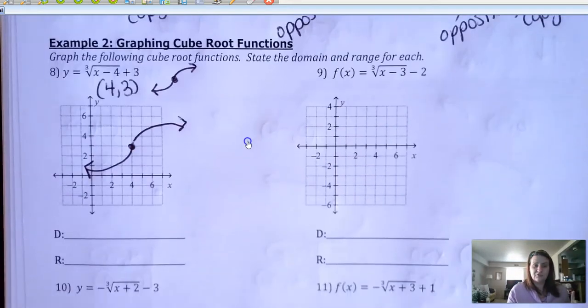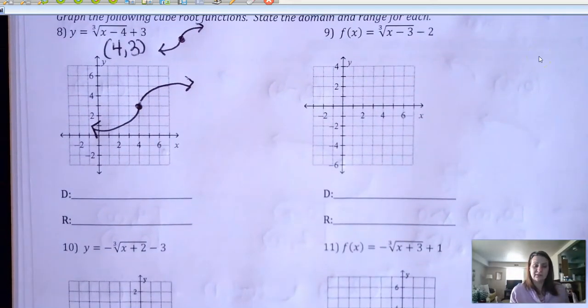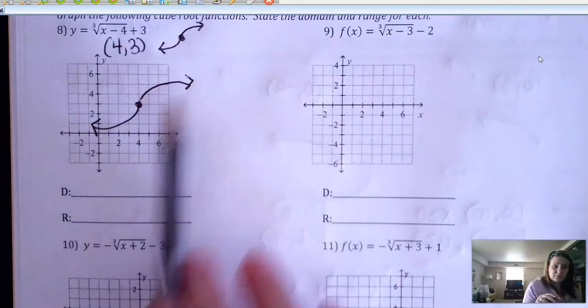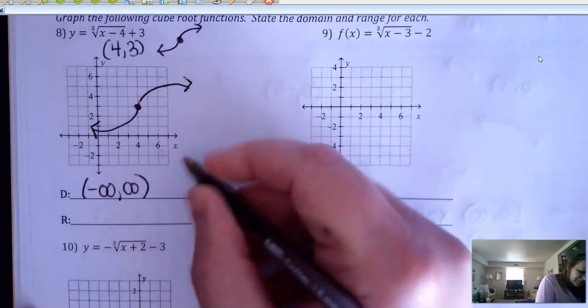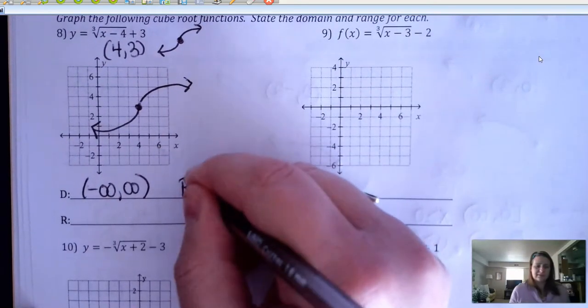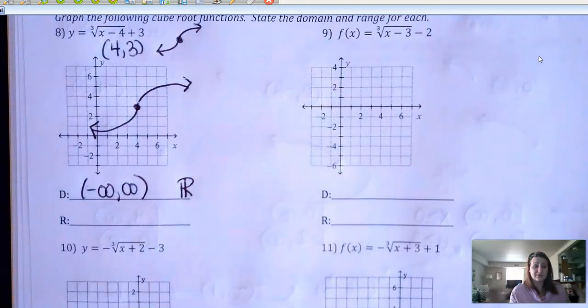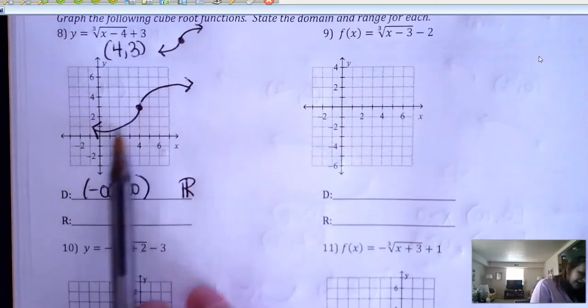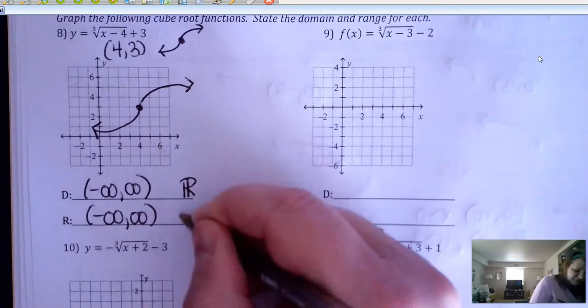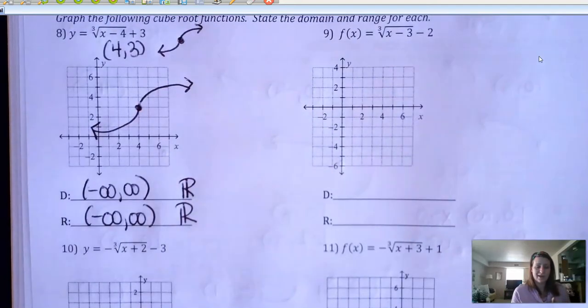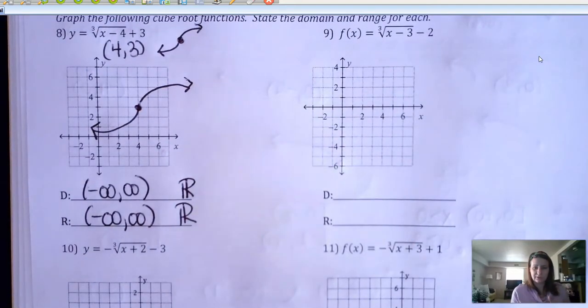Now, domain and range for every single one of these is totally the same. This goes, because you can take the cube root of a negative, left and right forever. So negative infinity to infinity. If you wanted to think about inequality notation, you might see something like that, all real numbers, because I do cover the entire x-axis. And it's going to be the same for the range. This part goes down forever, this part goes up forever. So this is also going to be negative infinity to infinity, or all real numbers. You're going to cover the whole y-axis, the whole x-axis. So these are a lot quicker to do domain and range. They're always going to be the same. And it doesn't matter if you have a negative in front or not. We'll talk about that in a second.